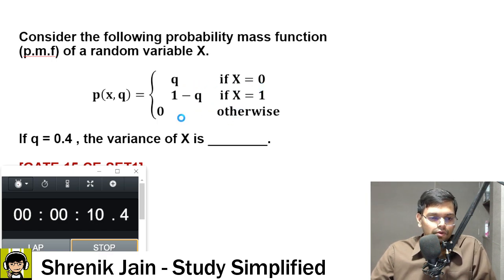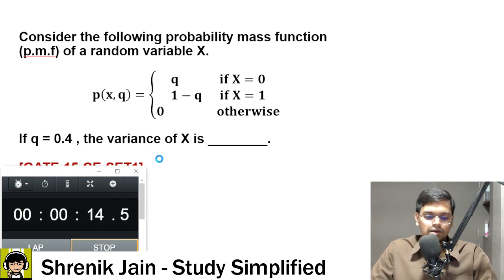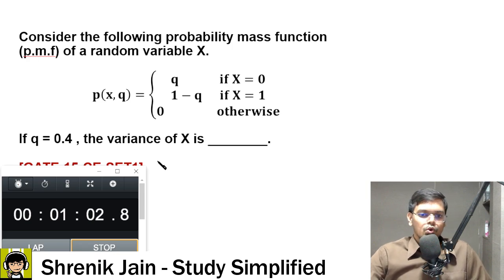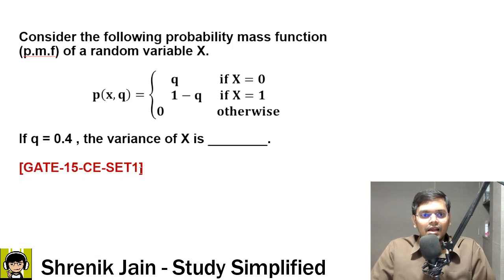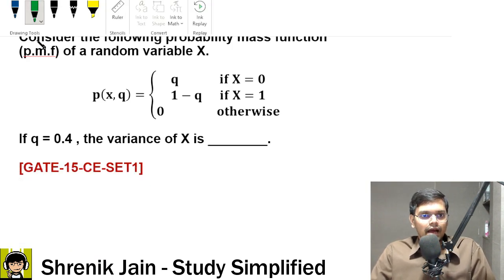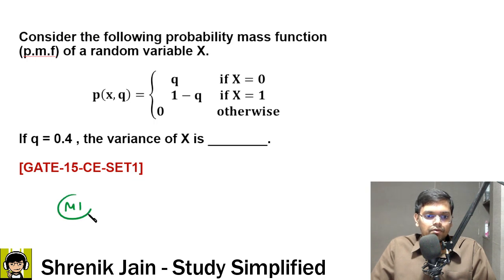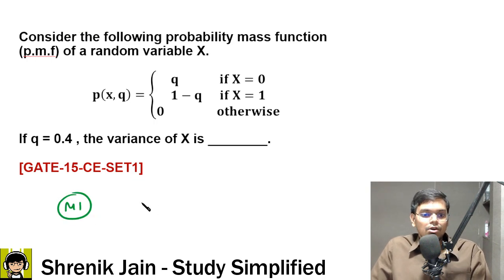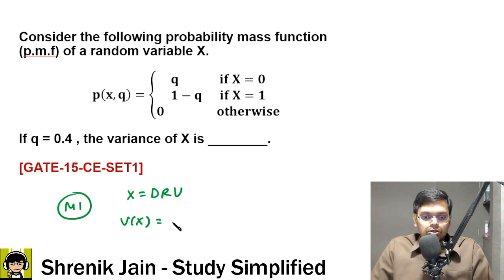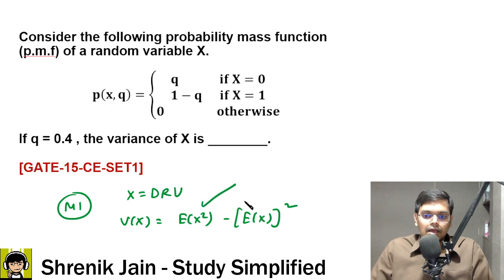Otherwise, the function is not working. So if q is 0.4, can you find the variance of x? 0.24, yes, that is absolutely correct. I know you are taking time because you haven't watched my previous class where I told you not to go for method 1. X is a discrete random variable, so variance of x is equal to E of x square minus E of x the whole square; finding this, substituting, getting the answer.